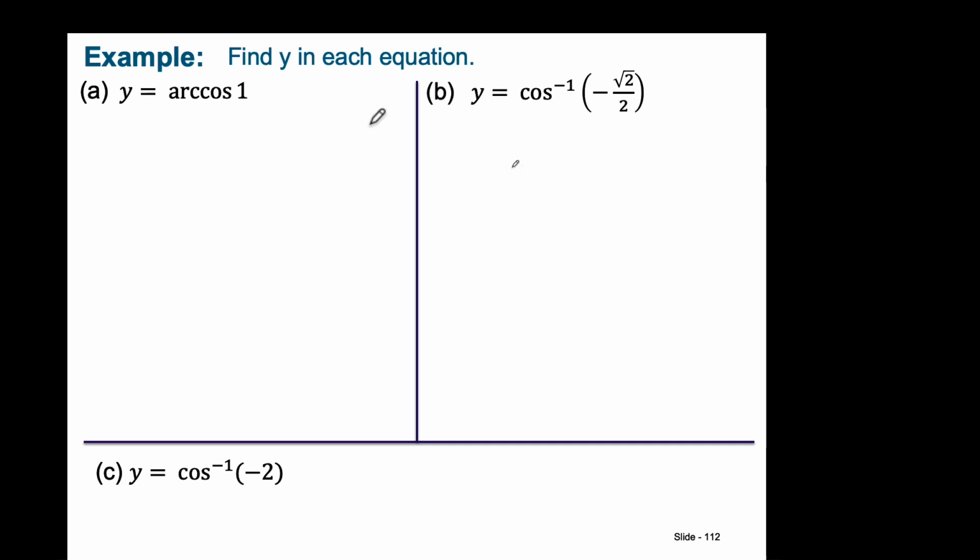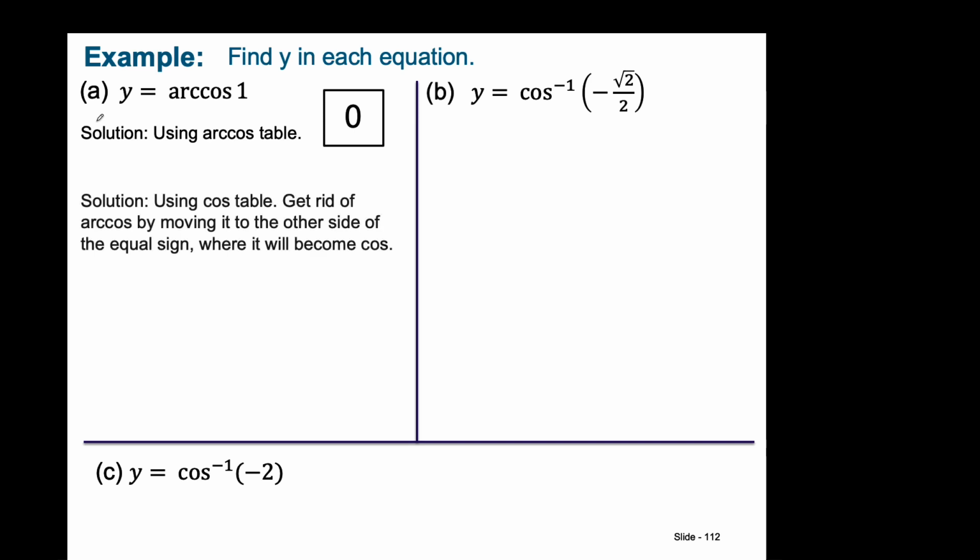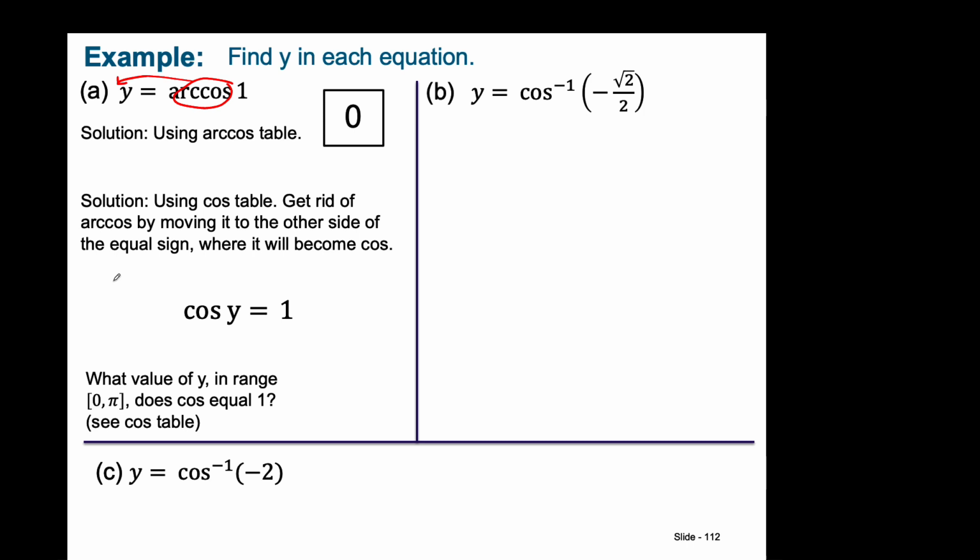Similar exercises: y equals arc cosine of 1. We can use the arc cosine table from the last slide to find that that is equal to 0, or we can manipulate that equation, getting rid of arc cosine using its inverse operation. Moving arc cosine to the other side of the equal sign, we get cosine of y equals 1, and then using the cosine table, make sure you're only looking for y values between 0 and pi, and we will find that that is equal to 0.